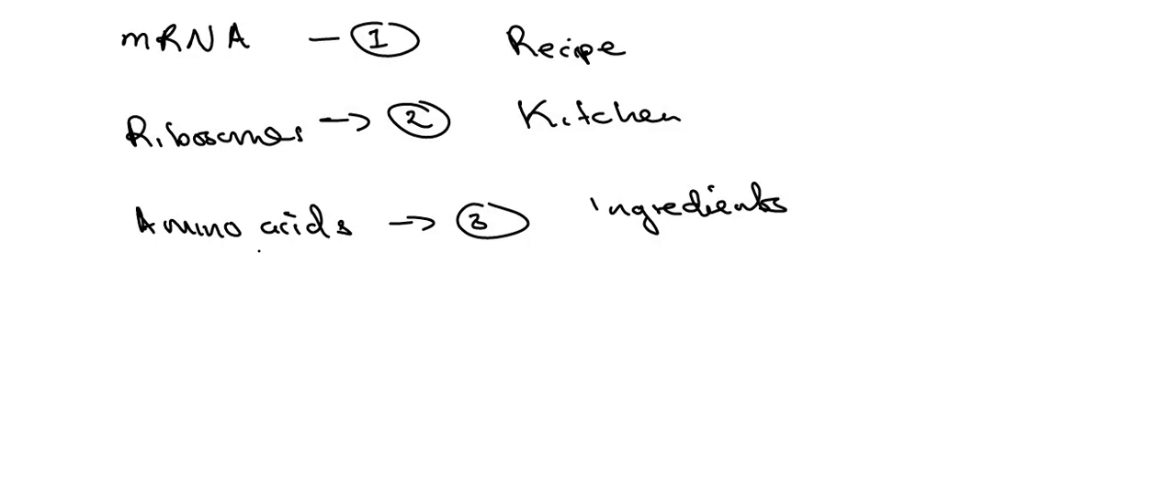So mRNA, which is messenger RNA, ribonucleic acid, is going to be the set of instructions that is needed for this process to happen. So that's like our recipe. Then think about ribosomes to be the place where the whole synthesis is taking place. It's more like our what? Our kitchen. And the ingredients are simply going to be the amino acids.